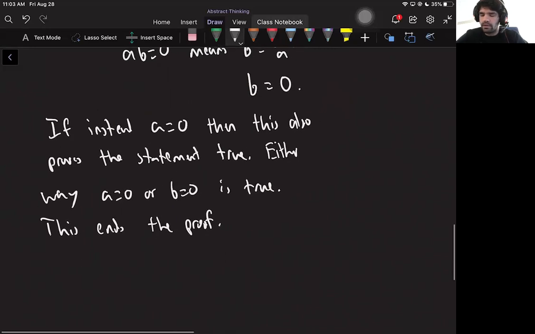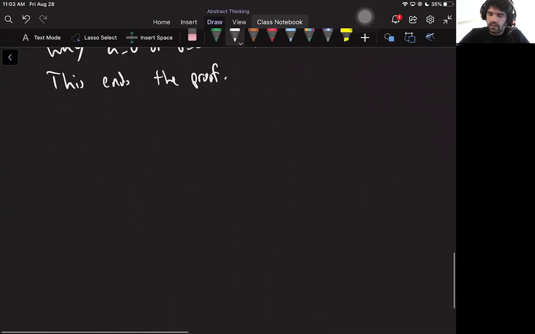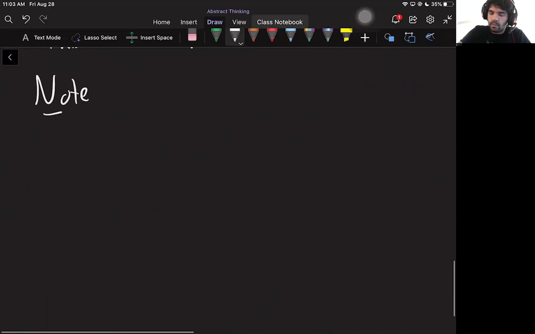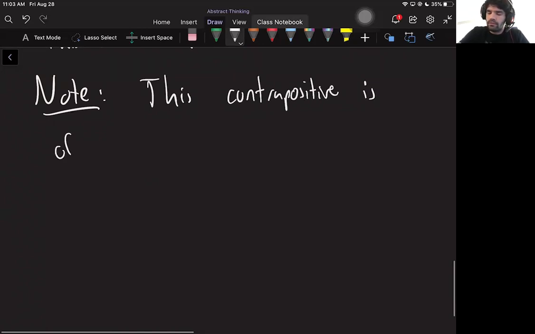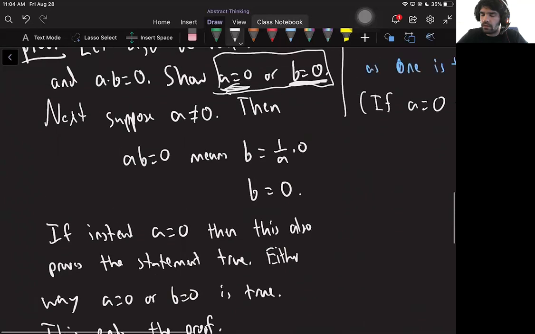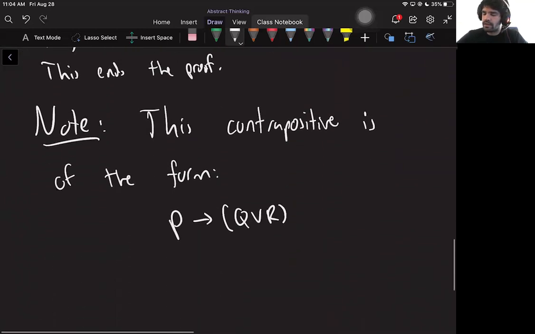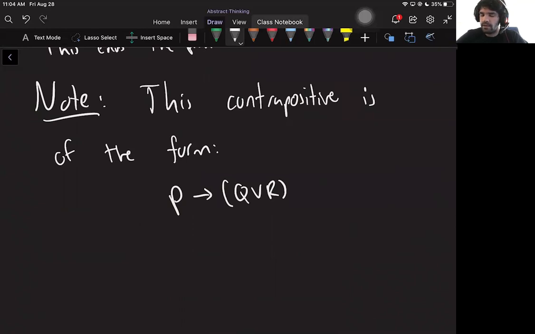What I do want you to notice is that the contrapositive in this situation, why can't I stop the scroll? There it goes. Note, this contrapositive is of the form, so it really looks like an if-then, where the then is an or statement, right? So this looks like if something happens, then either this or this happen. So this contrapositive is of the form if P, then Q or R.